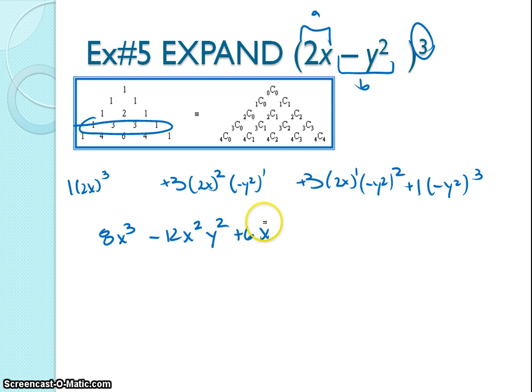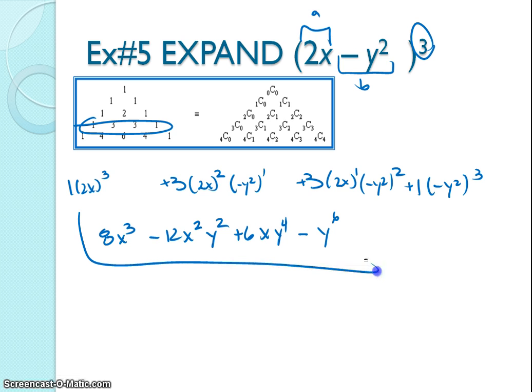We have an x. And we have a y squared squared, which is y to the 4th. And then we have a negative cubed, which is a negative. And then we have y squared cubed, which is y to the 6th. And we've expanded out. Of course, you can just multiply that out by itself 3 times using the box method, and then you get the same answer.